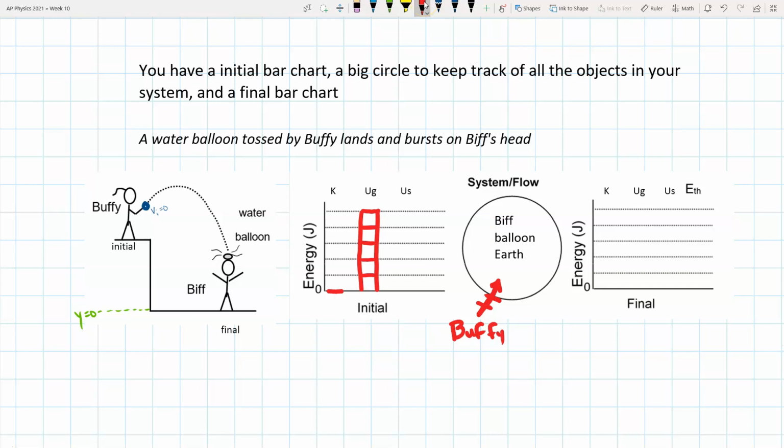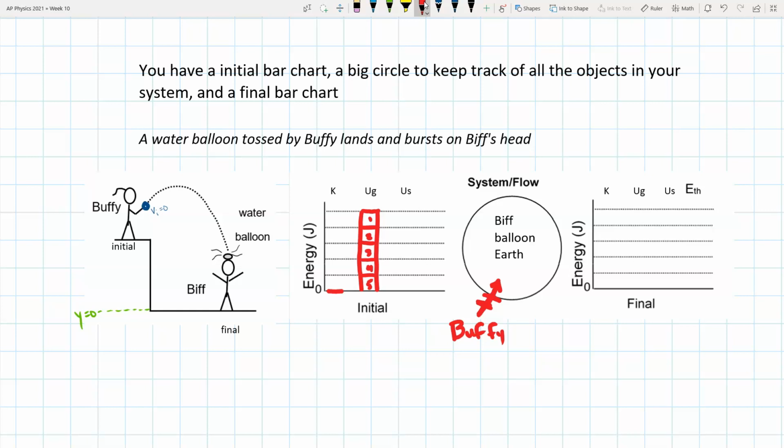Okay. So here I had 5. 1, 2, 3, 4, 5 blocks of energy. Now she's added 2. So when I draw my final bar graphs, I should have about 7 blocks of total energy.